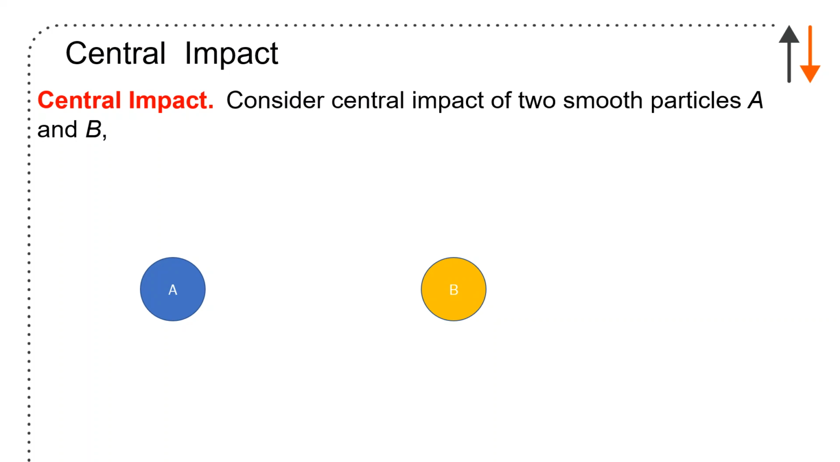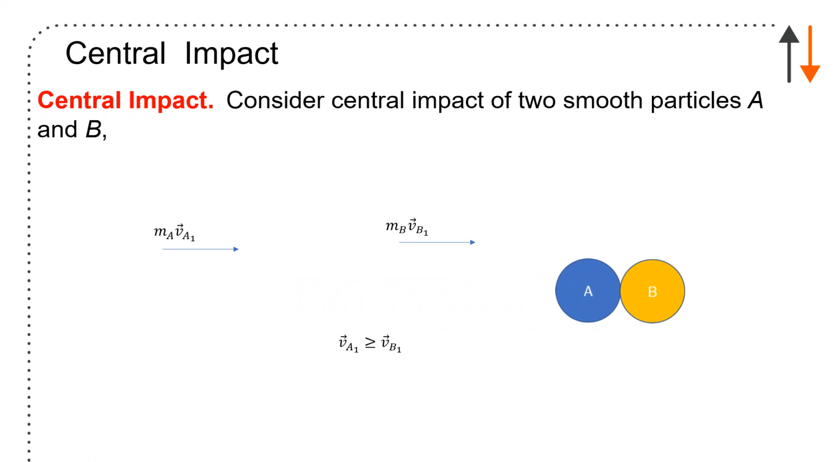So let's consider a central impact again. Two smooth particles, A and B. Both are moving with slightly different velocities, VA1 and VB1, corresponding to the individual particle. They come into contact. VA1 is greater than VB1, so you expect that to happen eventually. And there's an impact that occurs.